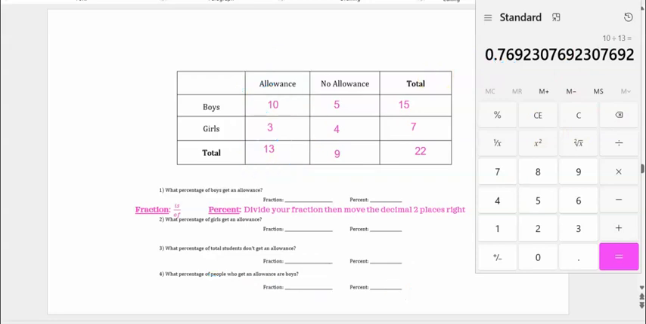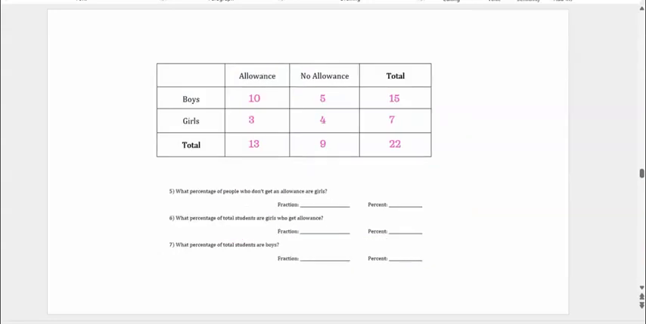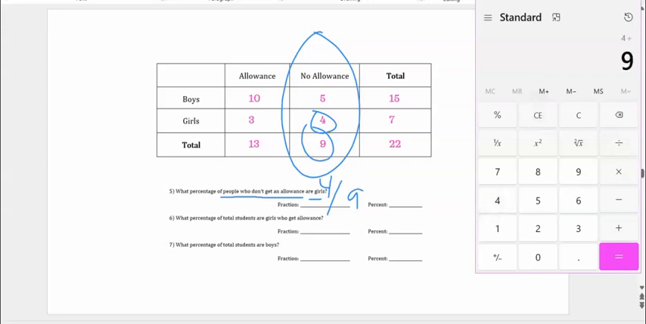All right, let's go to the bottom, which for you, that's still on the front here, but it didn't fit all on one screen for me. So same information, last 3 questions, then we're done. What percentage of people who don't get an allowance? Okay, don't get allowance. So 9. How many are girls? 4. So you're going to do 4 divided by 9. 0.444, so move the decimal 2 places to the right, and that's 44.4, so we're going to keep that as 44%.